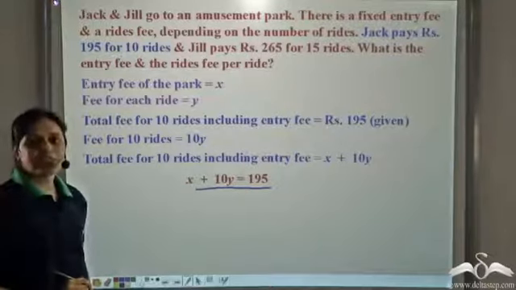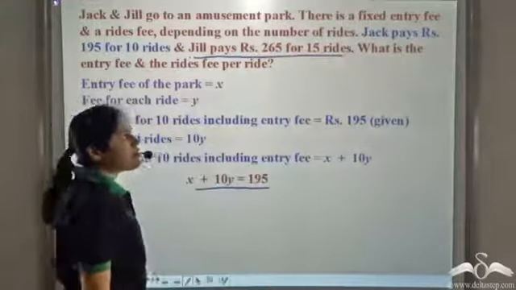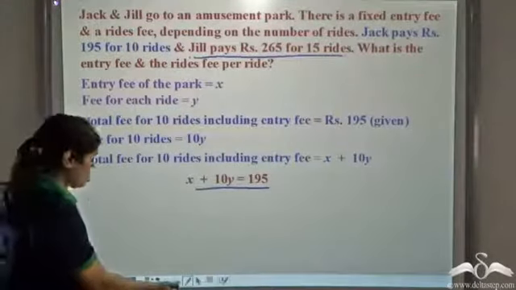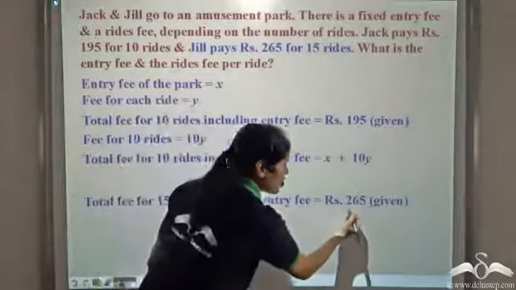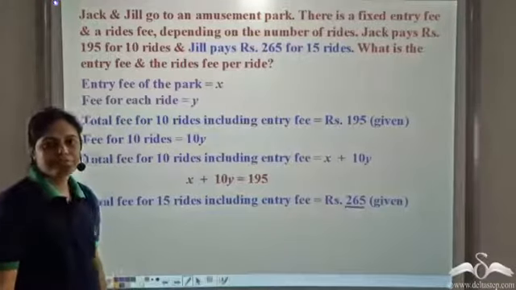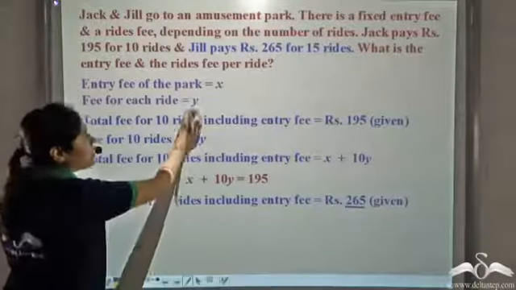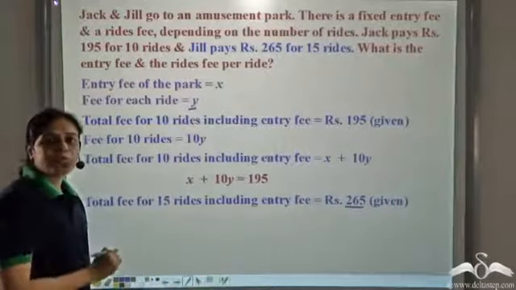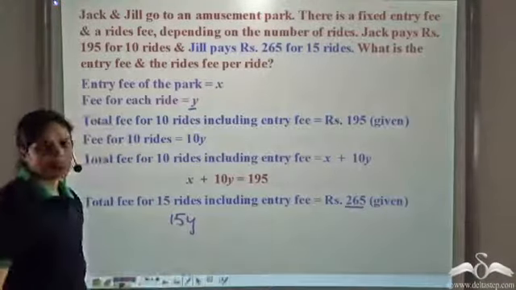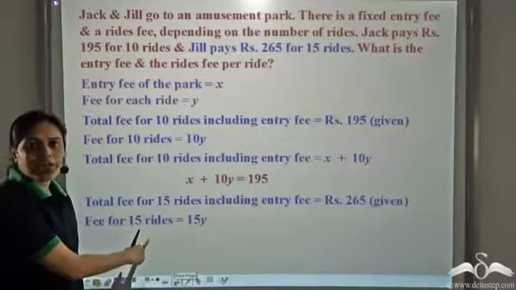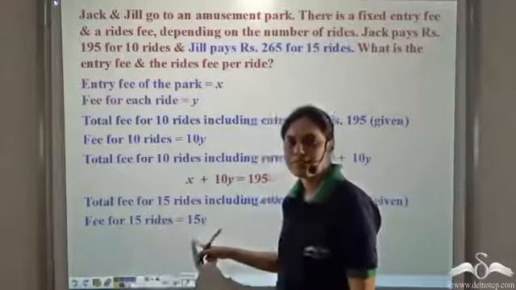Now what else is given to us? Jill pays rupees 265 for 15 rides. So total fee for 15 rides, including entry fee, is rupees 265. Now Jill takes 15 rides. So fee for one ride is y. So what will be the fee for 15 rides? It will be 15y. So fee for 15 rides is 15y.